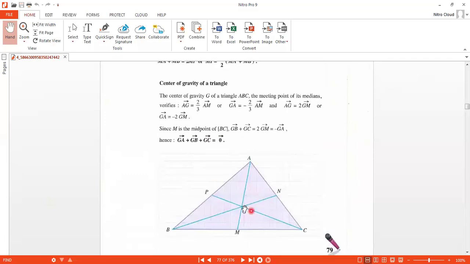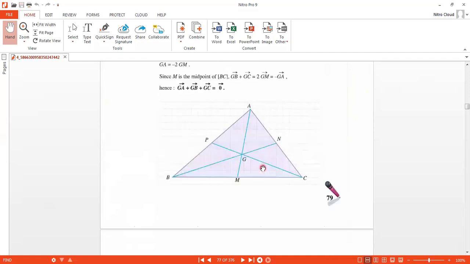Also, a particular point is the center of gravity. The center of gravity G of a triangle, you know, is the intersection of the 3 medians. So GA plus GB plus GC equals 0 if G is the centroid. Also, AG equals 2/3 AM, and GM is 1/3 AM. So these are the properties of the center of gravity or the centroid.